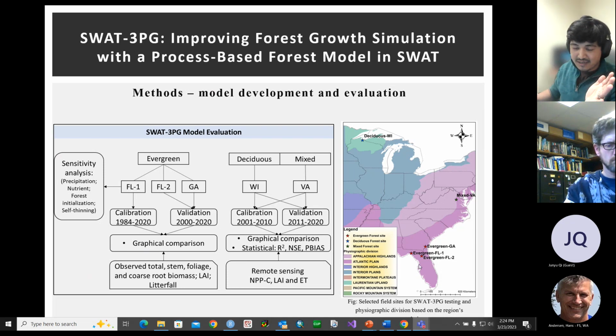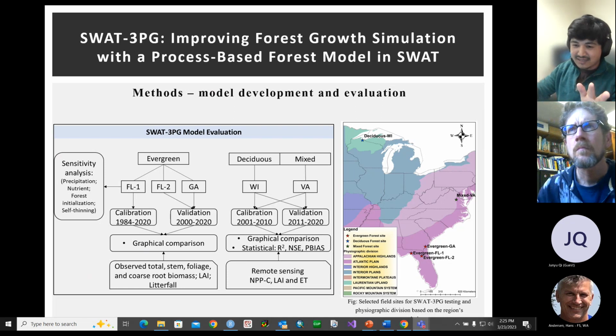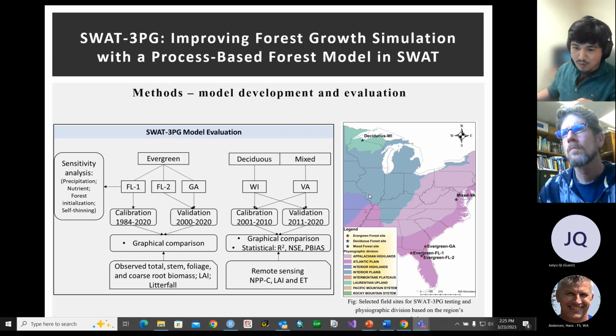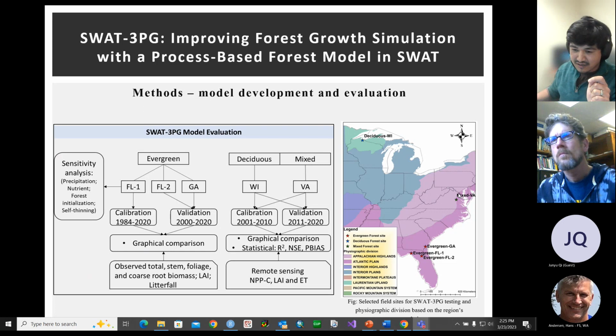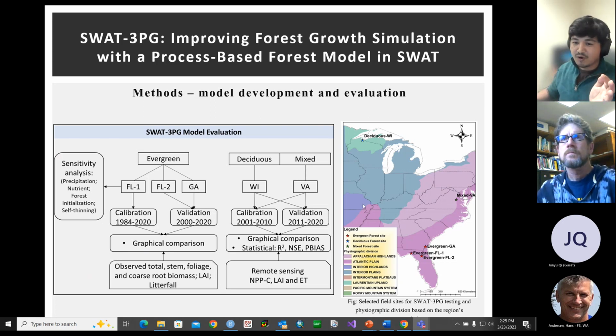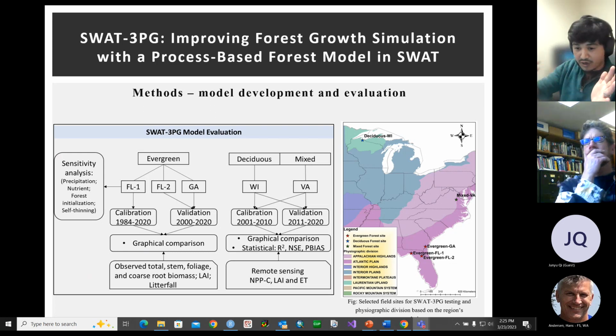We calibrated our module at one of the sites, and then we validated at the other 2 sites. For mixed forest systems and deciduous forest systems, we did not have these data sets available, no matter how much we looked. So we identified sites dominated by deciduous forest and mixed forest systems: a site in Wisconsin dominated by deciduous, and a site in Virginia dominated by mixed forest systems, right? Because we do not have in situ or field-measured data sets, we constrained these models using remote sensing data sets. So we used MODIS NPPC, MODIS LAI, and MODIS ET to constrain this model for forest simulation, right?